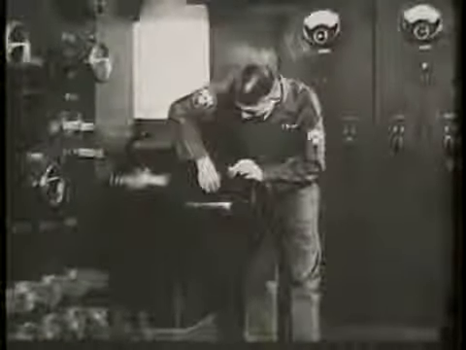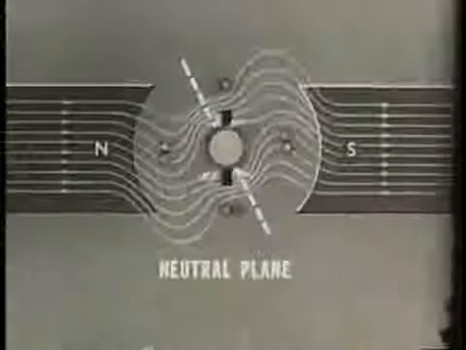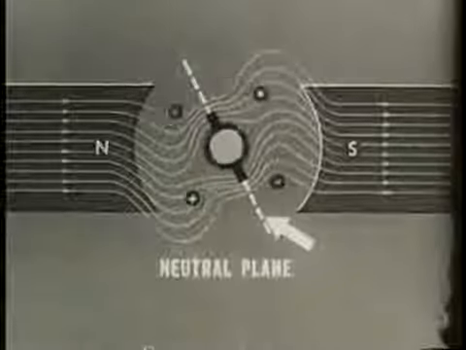Sparking in DC motors also produces burned commutators and interference in nearby electronic equipment. This sparking can be prevented in one of two ways. One is by the adjustment of the brush position. The brushes are moved until they lie in the adjusted neutral plane.